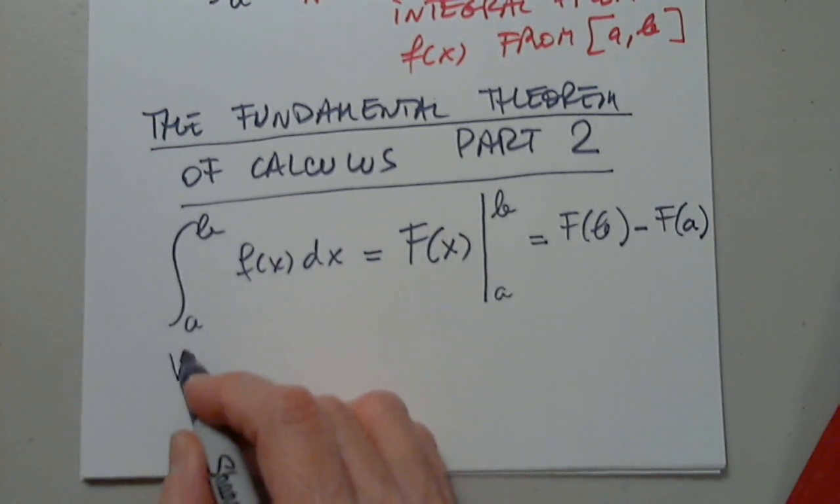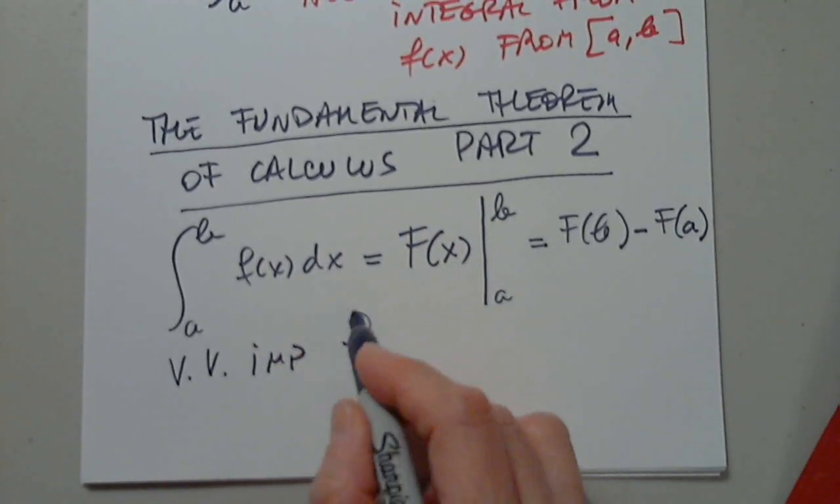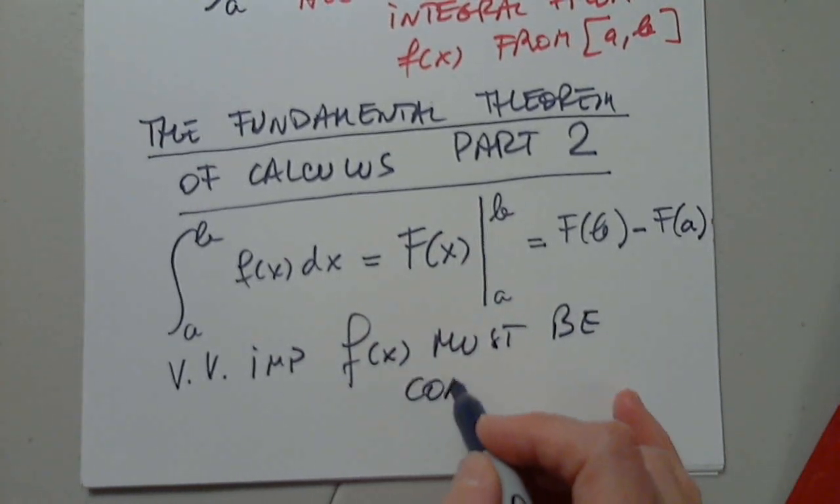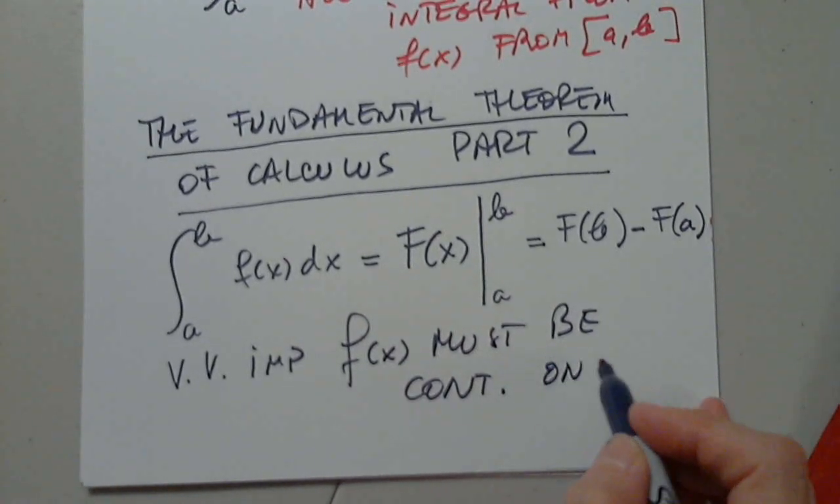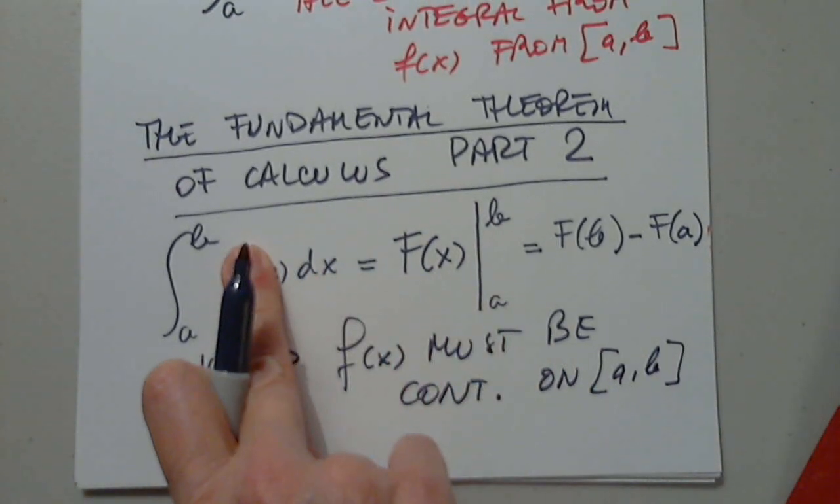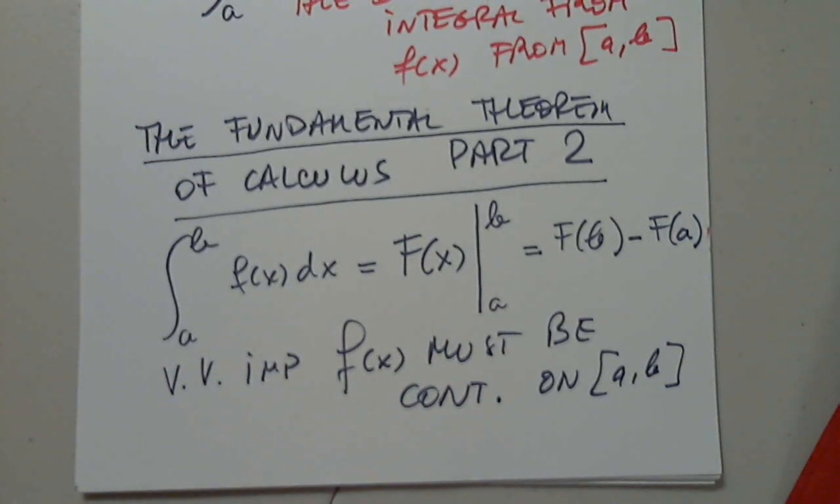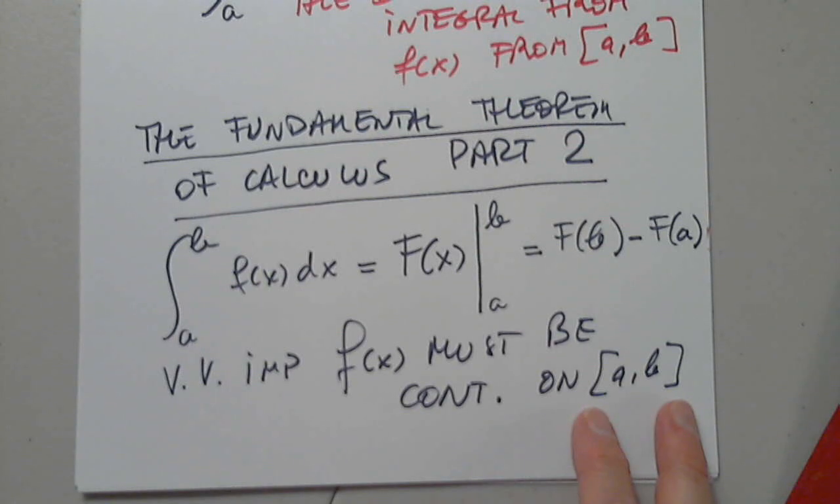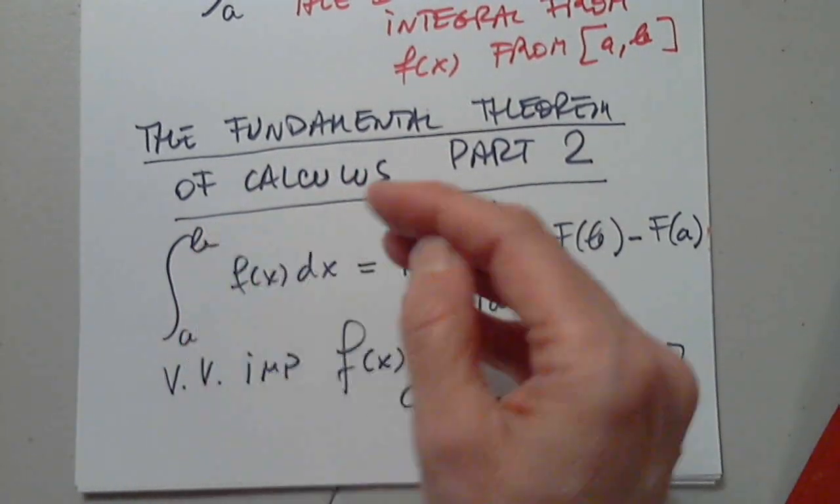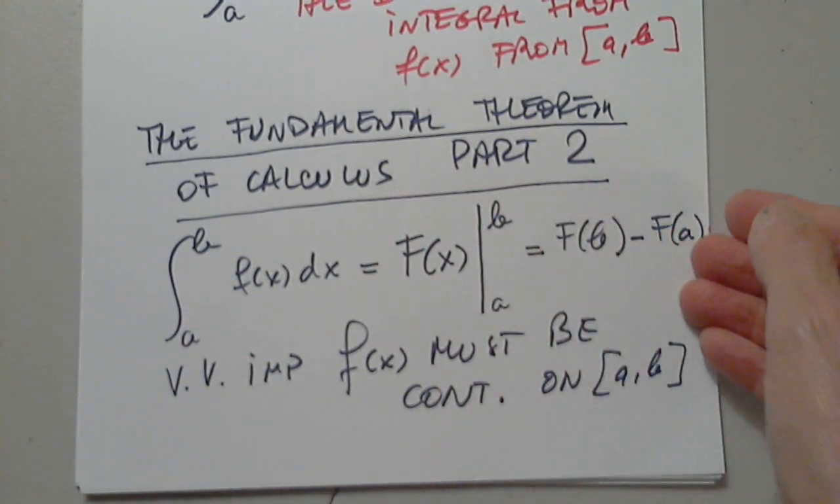Very, very important. f of x must be continuous on the closed interval A comma B. If f of x is not continuous on A comma B, the theorem cannot be applied. If this function is not continuous on this interval, the whole thing fails.